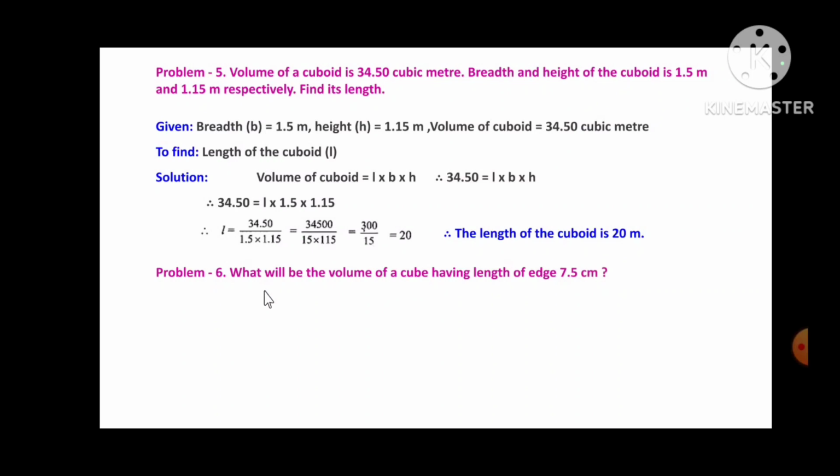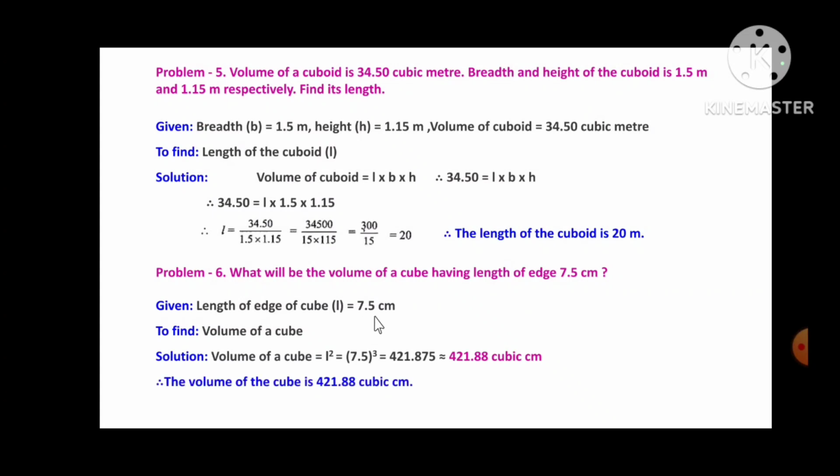We'll see now problem number 6. What will be the volume of a cube having length of edge 7.5 centimeter? Friends, we know that the length of the edge of the cube is given as L equal to 7.5 centimeter. We have to calculate the volume of the cube. Now volume of the cube is equal to L cubed, which will be 7.5 raised to 3. So 421.875, which leads to 421.88 cubic centimeter. So the volume of the cube is 421.88 cubic centimeter.